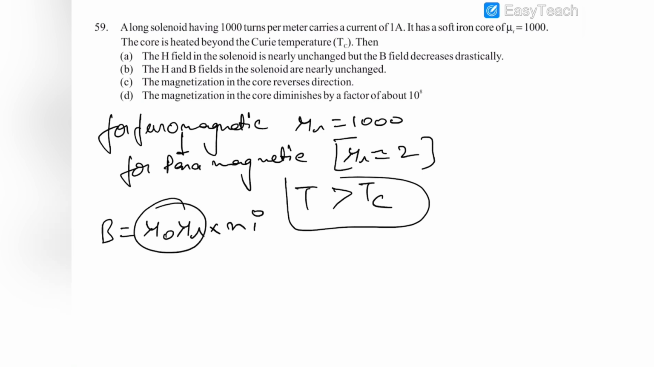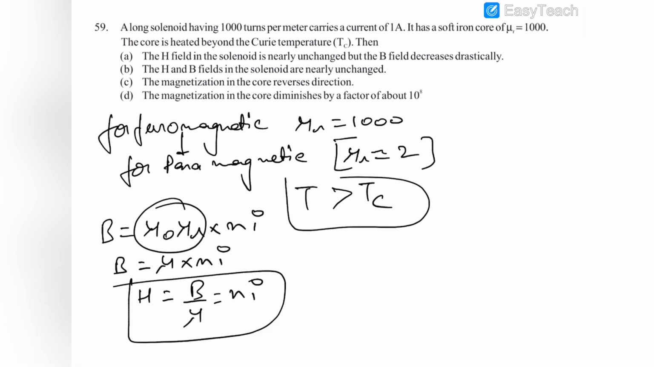So B is equal to mu into Ni, and the magnetizing field H is B by mu, so it is Ni. You can see that the magnetizing field is independent of mu, hence it is independent of the medium of the core, therefore it will remain unchanged, but B will decrease drastically. So option A is correct.